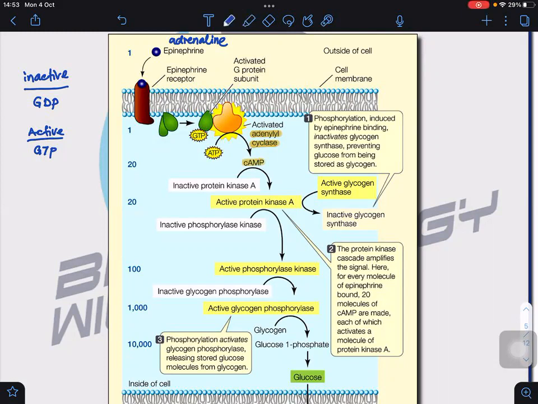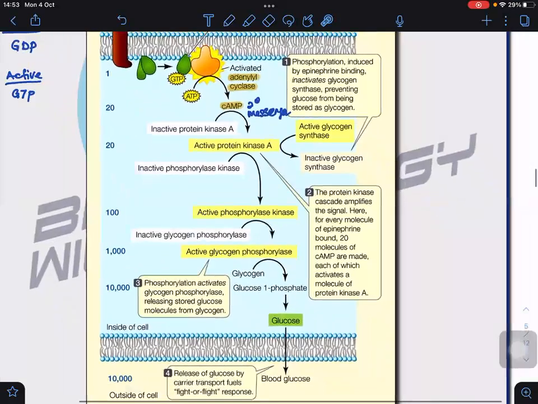So cAMP is actually a second messenger. Are you clear? It's a secondary messenger, or second messenger. So epinephrine is our primary, the first messenger. The second messenger is cAMP. What can cAMP do? Now look at this, the number here. The number tells you something.